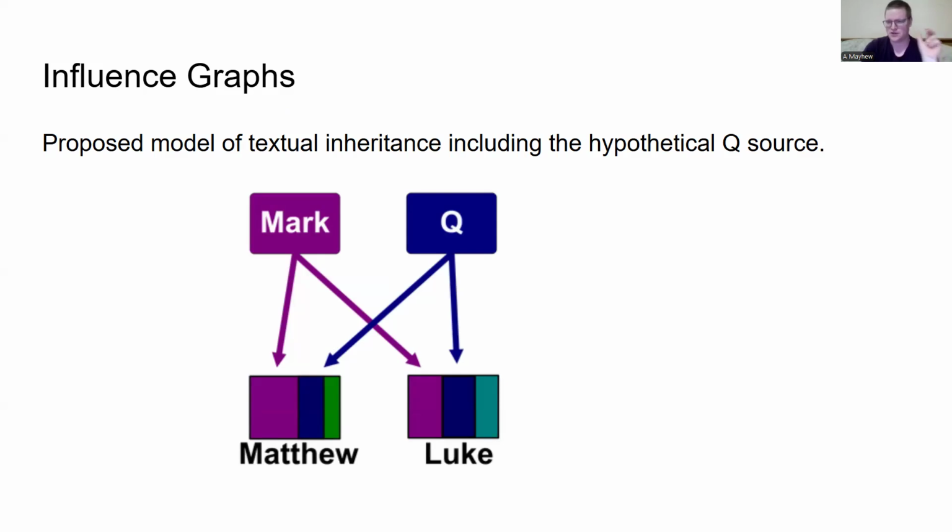But they also have stuff in common that seems to come from somewhere else. And that common inheritance that doesn't come from Mark implies some other source of that common material. That hypothetical source is called Q. This becomes easy to see at a glance as a possibility when you have a visualization like this. And of course, Matthew and Luke have material that's unique to each of them. So you can really use these influence graphs to depict very diverse types of information.